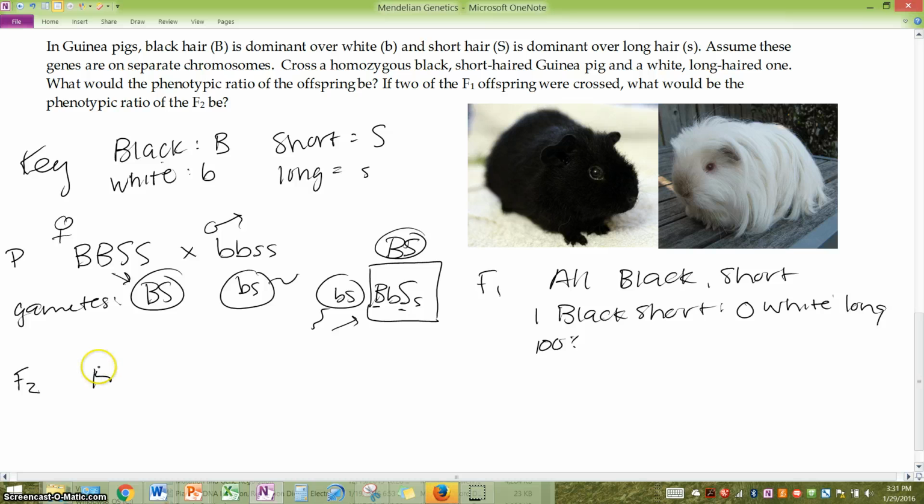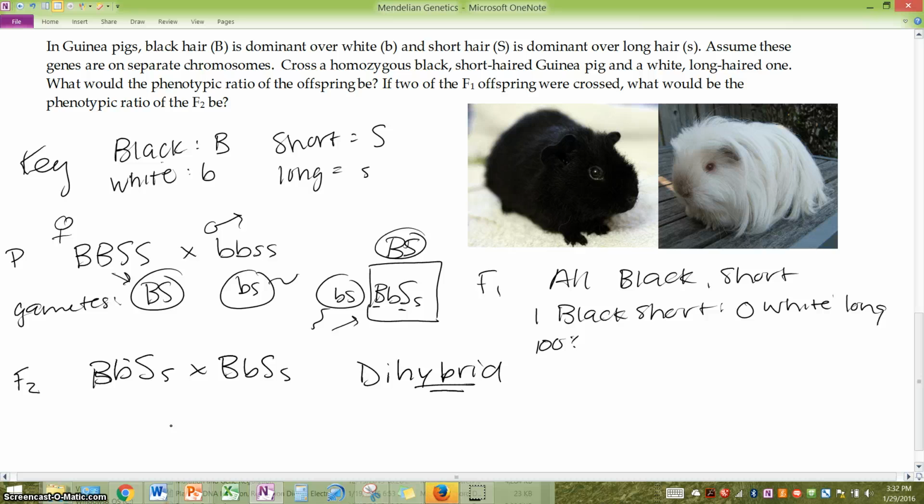So I'm going to cross one F1 with another one, BbSs. And note how these individuals are both heterozygous, 2 different alleles for 2 traits. We actually call this a dihybrid cross, because I have hybrids, also another name for heterozygous. So I have 2 heterozygotes that I'm crossing. And when we get to the end, I want you to kind of watch what ratio I'm going to get.